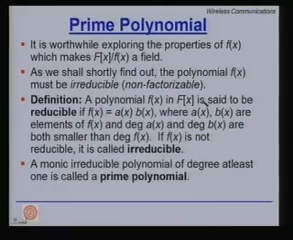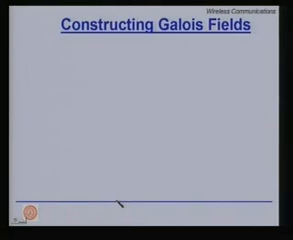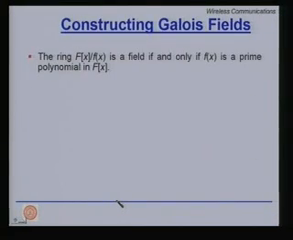A monic irreducible polynomial of degree at least 1 is called a prime polynomial. We will use this definition many times. Now, continuing with our mathematical detour, the ring F[x] over f(x) is a field if and only if f(x) is a prime polynomial in F[x]. So, we are trying to find out when this set will be a field, and the claim is this will happen if and only if small f(x) is a prime polynomial.